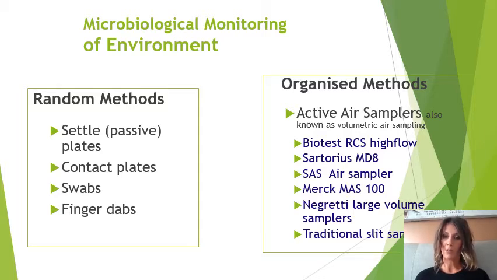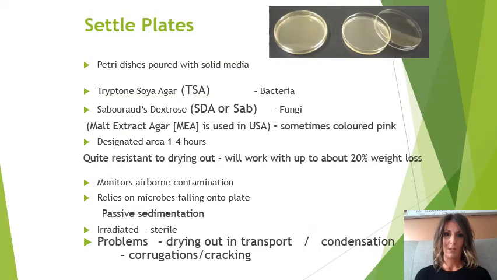Our organised methods of sampling would be active air monitoring using air samplers. So there's a list of air samplers here. You may be familiar with some of them. In my units, we use the SAS air sampler and the Merck, but I do know other units that use the Biotest, for example. So let's take a look at our sampling methods.